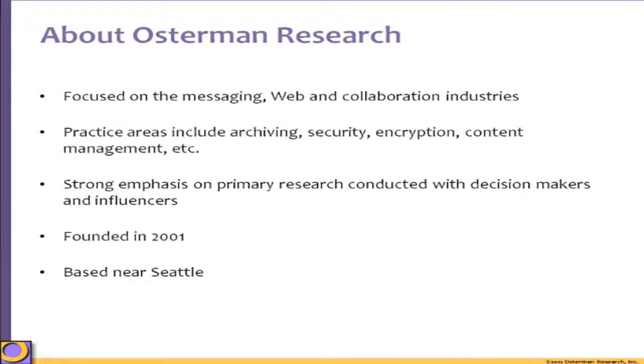We'd also like to thank our audience for attending today. Just a little bit about Osterman Research so that you know where we're coming from in this discussion. As Bob mentioned, we're an independent market research and consulting firm, very focused on the electronic communication space. So we look at basically things like archiving and security and encryption and content management and so forth. And we're heavily focused on any type of technology that helps people to communicate. And as we'll be discussing today, use of email in the healthcare industry is one of our critical areas of focus. We have a very strong emphasis on primary research that we conduct primarily with IT decision makers, although we also talk to end users and business decision makers as well. We were founded in 2001, and the company is based near Seattle, Washington.